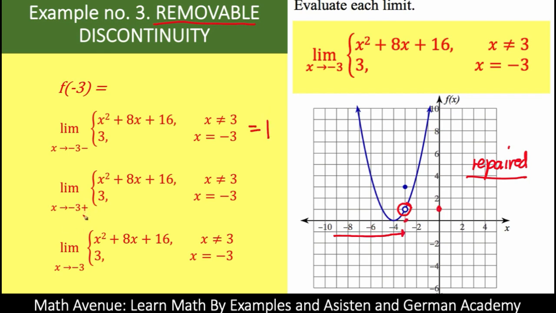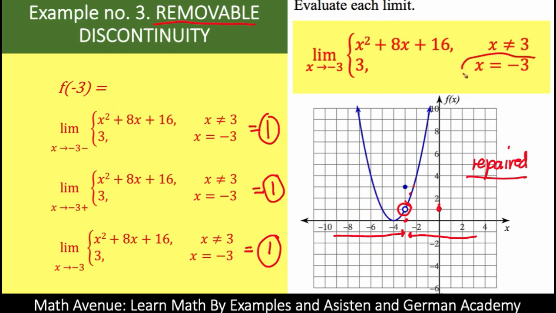Let's take the right-hand limit. As x approaches negative 3 from the right, we are going this way. And what are the y values? The y values are these points. And as we get closer and closer to x equals negative 3, the y value is approaching also positive 1. So the limit is positive 1. Since both the left and the right-hand limits are the same, the two-sided limit exists, and that is also equal to the same value of 1. Now, what is the value of f of negative 3?